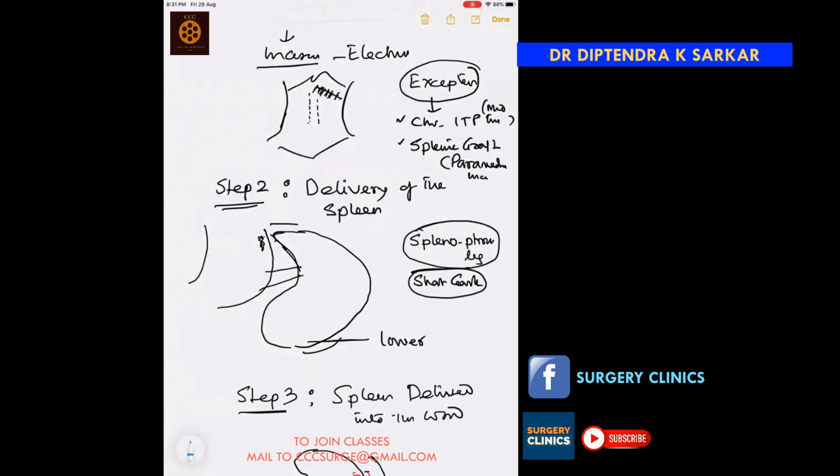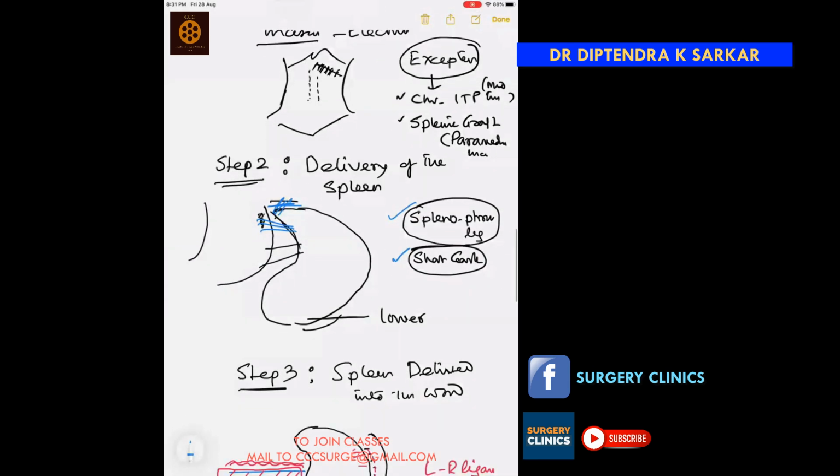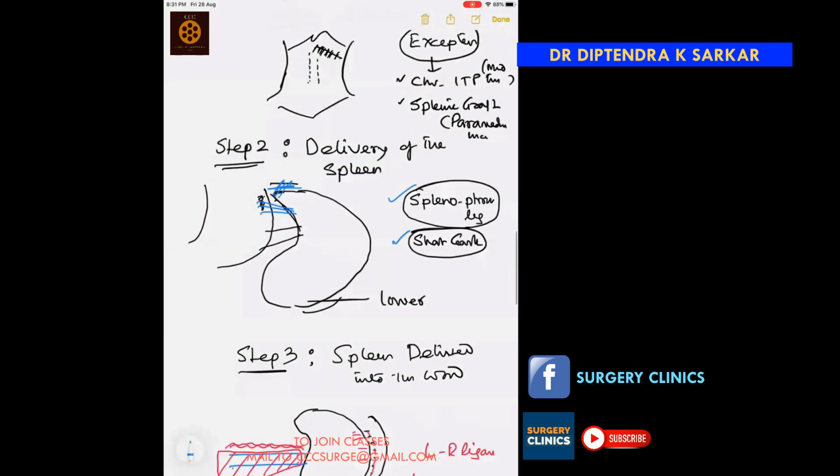The main hindrance will lie with the splenophrenic ligament, which is situated somewhere here. You are going to sever the number 2, the first few branches, which are the short gastric vessels. They are ligated and divided, and once you do so, the lower pole as such is a free pole, so it can be delivered out. The upper pole is delivered outside the main wound. So you go to step 3, the spleen is delivered outside the wound.